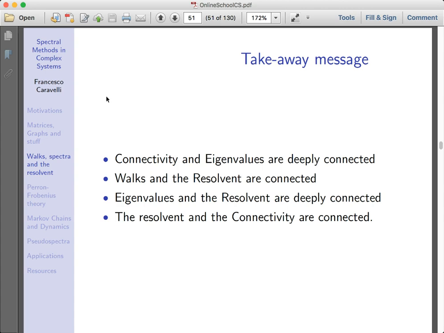So the takeaway message for this section is that connectivity and eigenvalues are deeply connected, and that walks and resolvents are deeply connected quantities. And this gives overall motivation for studying eigenvalues, because many of you are probably interested in walks and Markov chains. In particular, I suggest you go and look at the lectures by Naoki.